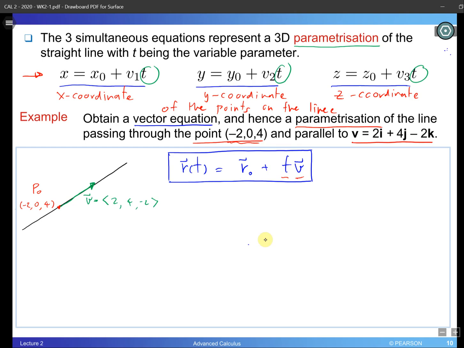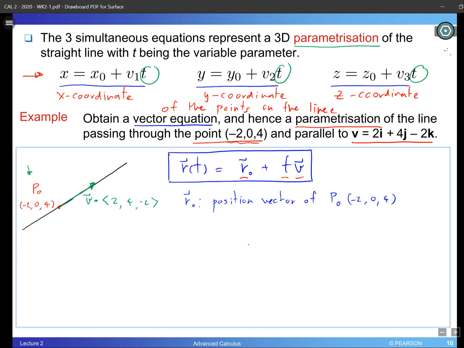Now we need vector r0. But at this point, we only have a point in the space P0. So the first thing we are going to do here is to find this vector r0. Once again, this vector r0 represents the position vector of point P0, which is minus 2, 0, 4. Now, a position vector is a vector that starts at the origin and points to a location in space.